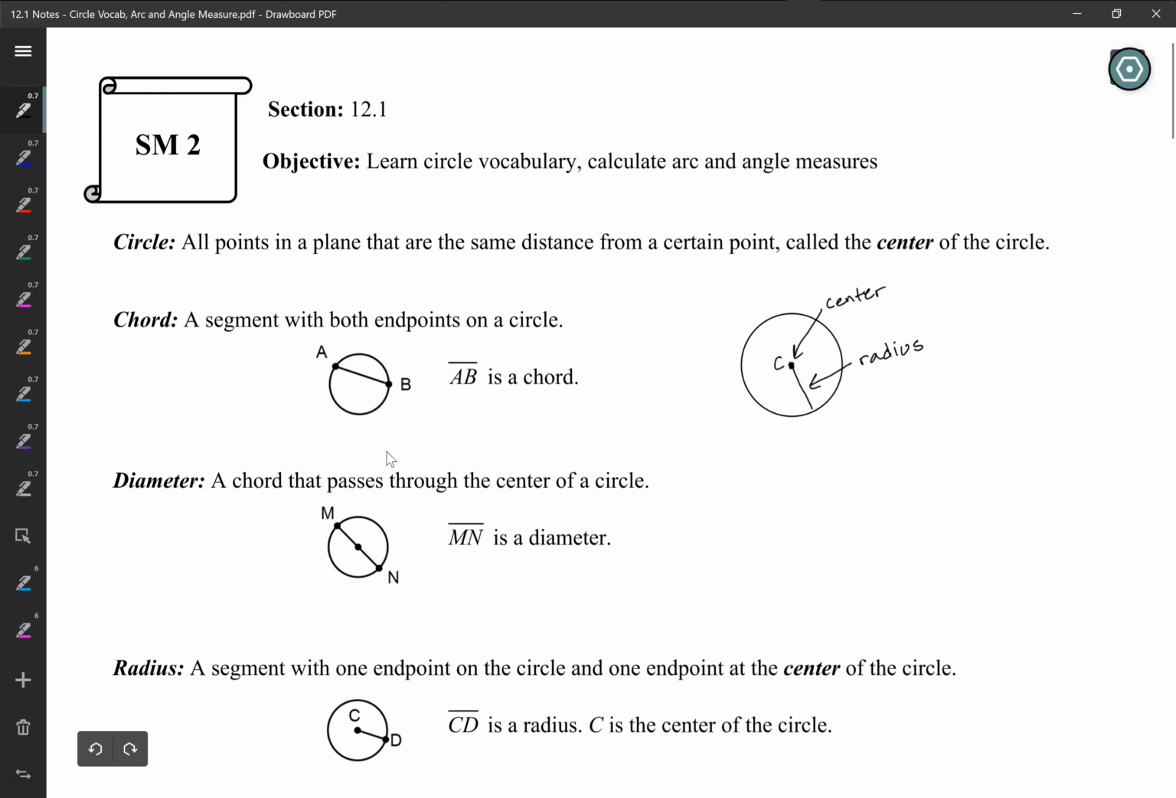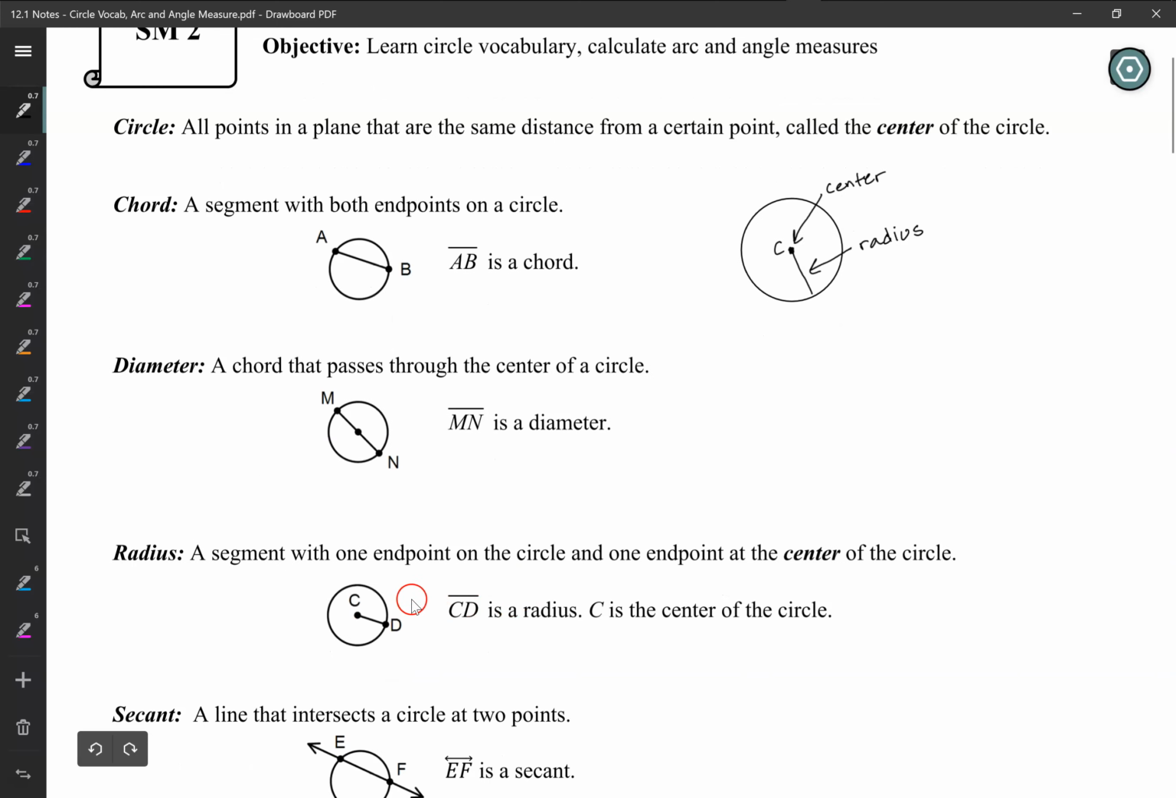Now, if the chord happens to go through the center of the circle, like this one, that segment is still a chord, segment MN, it's still a chord, but it's a special kind of chord. We call it a diameter. If it goes through the center of the circle, it's a diameter. And of course, half of the diameter is called the radius, still a line segment. So notice all of these are named with the segment bar on top. And if you leave that segment bar off, or if you put a line symbol on top, you're going to get it wrong. Make sure you're naming it with a segment bar.